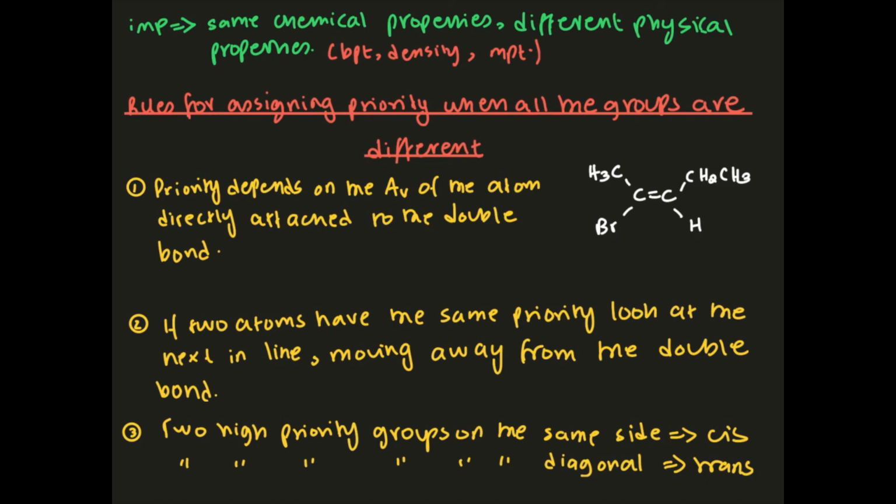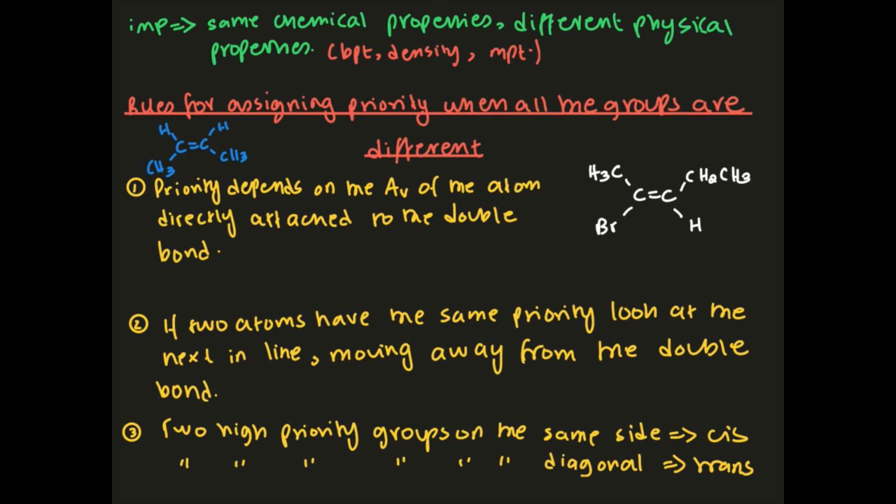The next thing that we're going to be talking about is the rules for assigning priority when all the groups attached to the carbon are different. So previously we looked at examples like this. In this case, the groups that are attached to the carbons are the same. You have hydrogens and you have methyl groups. However, if you have an example like this, in which all the groups are different, there's a methyl group, there's an ethyl group, there's a bromo group, and there's a hydrogen group. So because of that, the rules are going to be different.